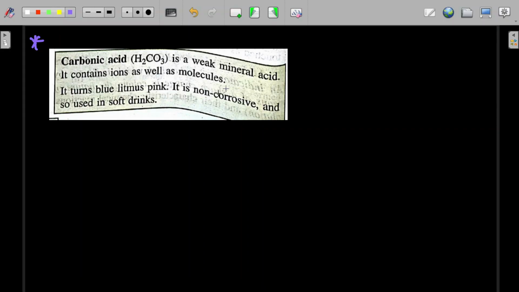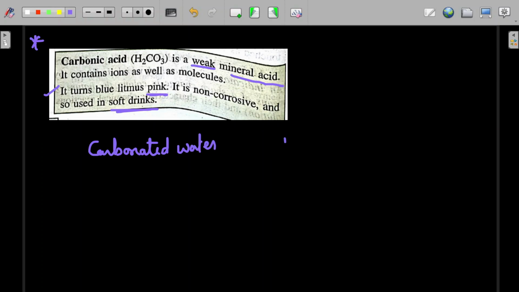Okay, carbonic acid is a weak mineral acid. So what we learned, mineral acids are strong, but the exception is carbonic acid. Two exceptions are there. One, it contains carbon, even though it's a mineral acid, and it is also a weak acid. Okay, and it turns blue litmus pink. It is non-corrosive and used in soft drinks. Soft drinks are nothing but whatever cold drinks are there in the market. Pepsi, Coca-Cola, Sprite, all of them contain, if you see the label, carbonated water.